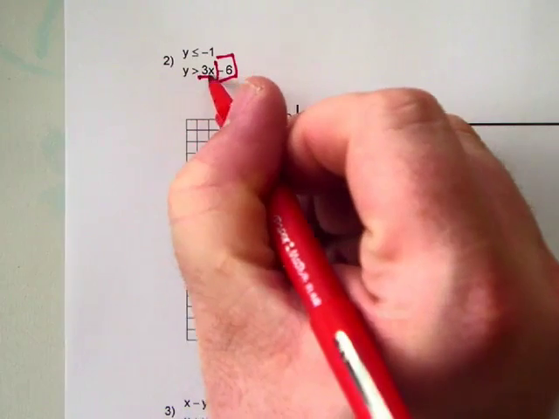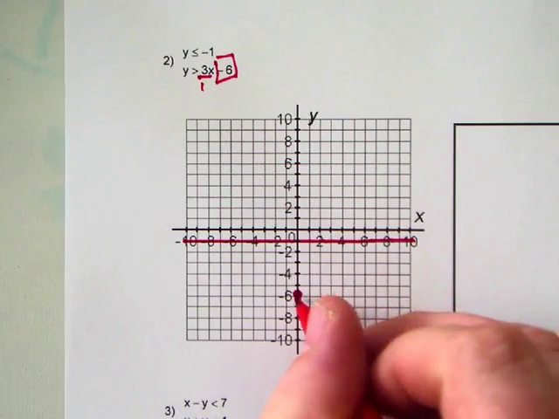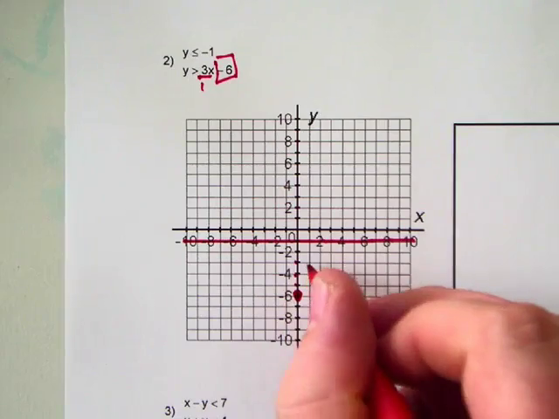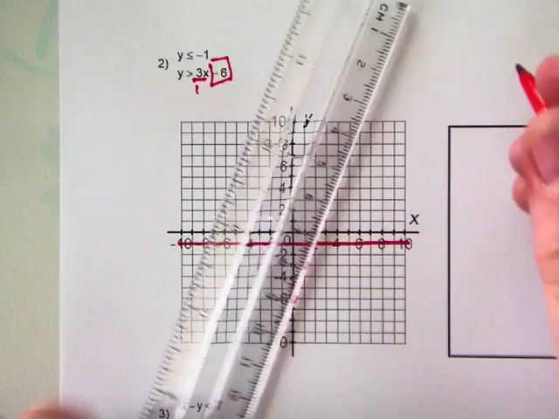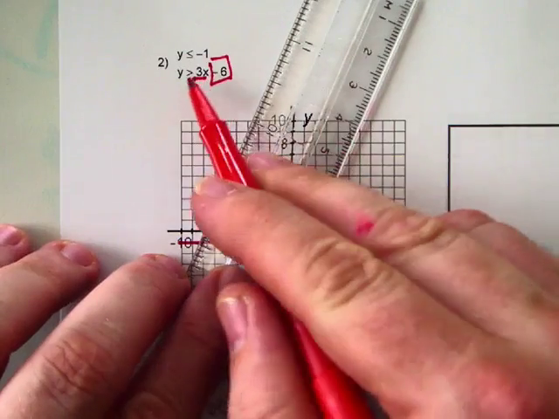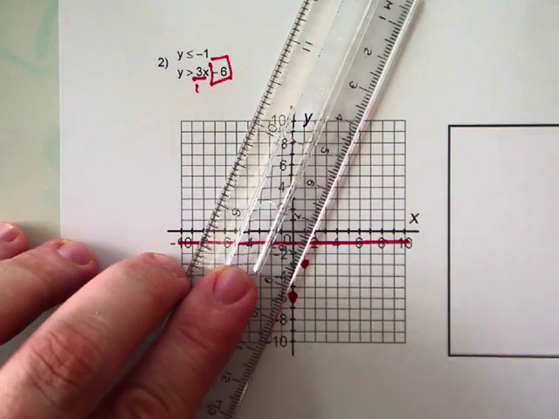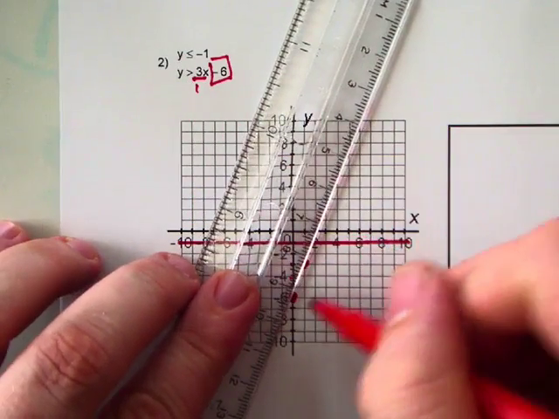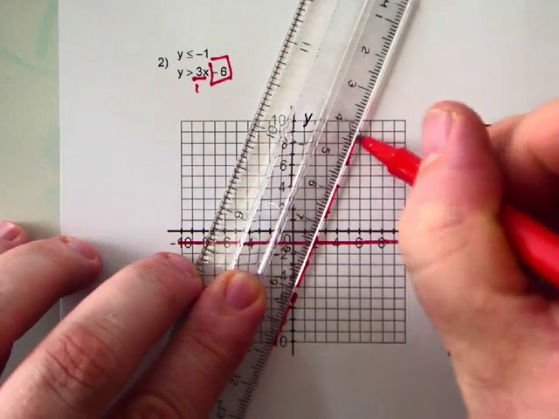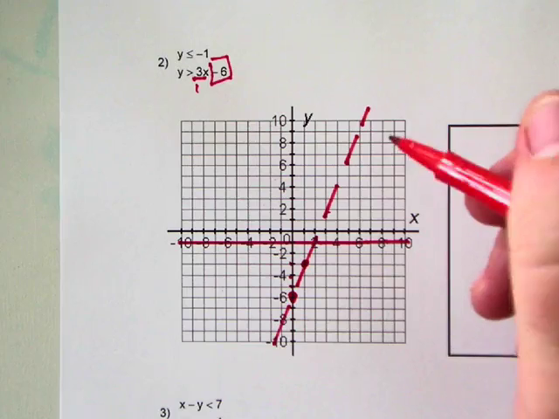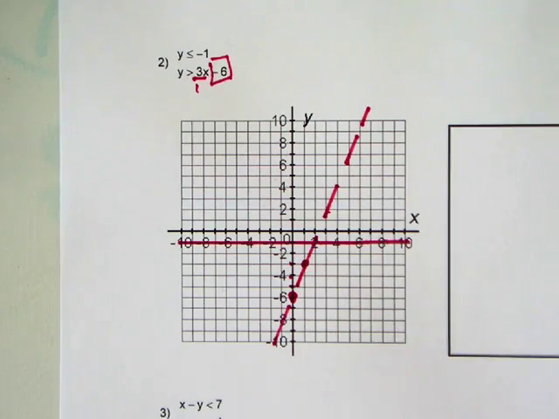And I know I need to do a rise over run. 3, 1, 2, 3 over 1. Okay? And with that, I have my second line, but that one's only greater than. So my second line needs to be a dashed line. Something like that, probably smaller dashes.